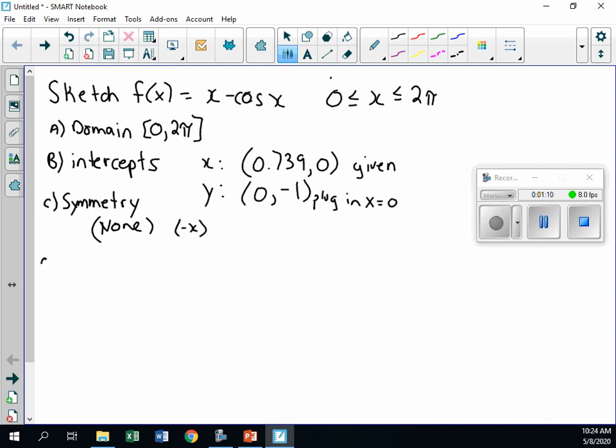Four, asymptotes. With trig there could be, so you need to check for non-permissible values. For here we don't have anything in the denominator, so there's none.